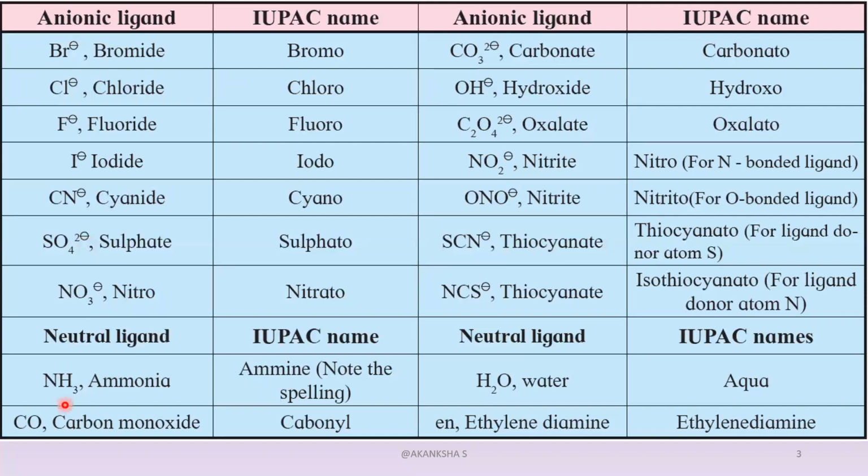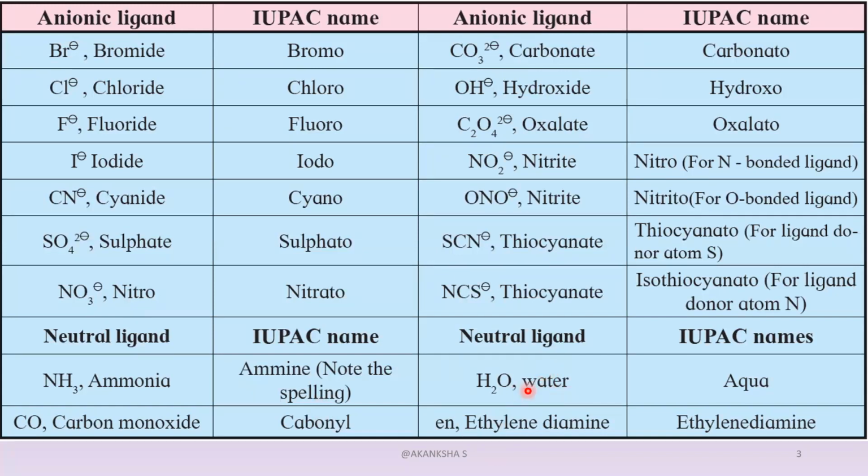Under neutral ligands, you get 4 important examples, that is ammonia. When we are denoting the nomenclature, we do not put it as ammonia, we put it as ammine. Please note the spelling as they have mentioned over here. It's NH3, ammine. Carbon monoxide, we call it carbonyl. My bad, I didn't mention the R over here.